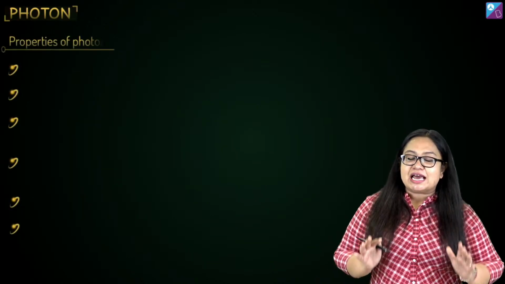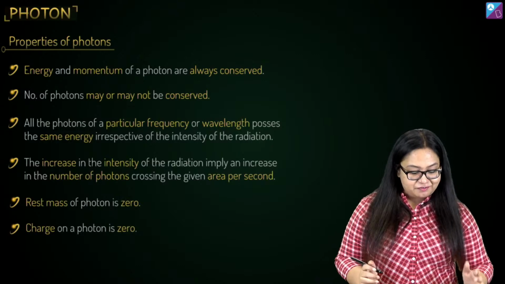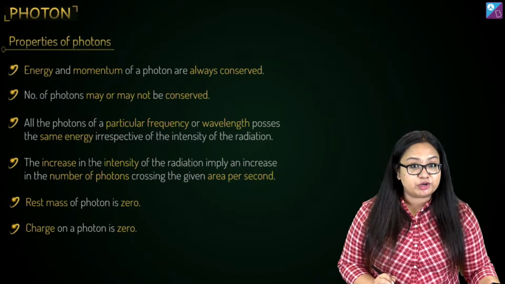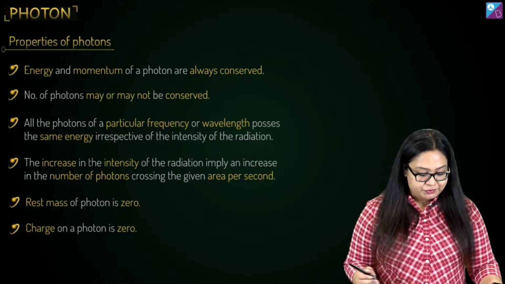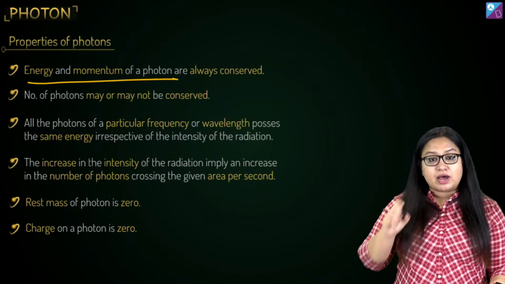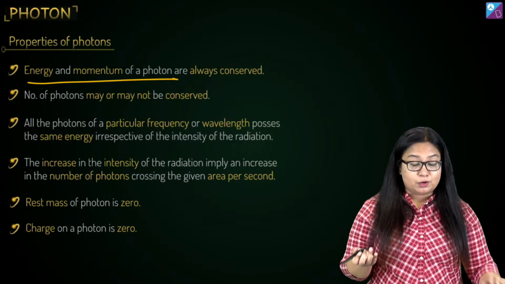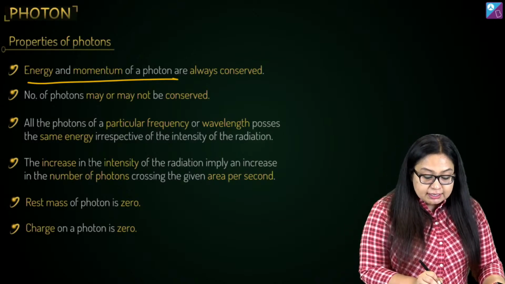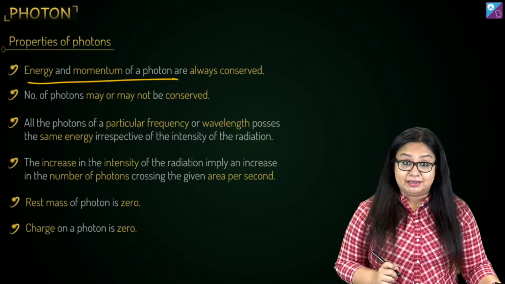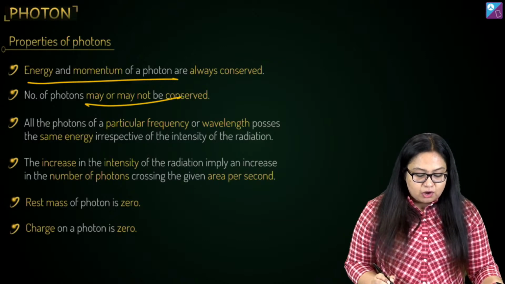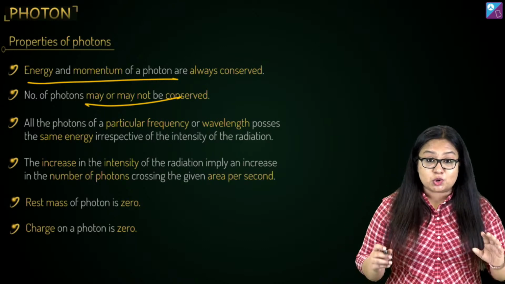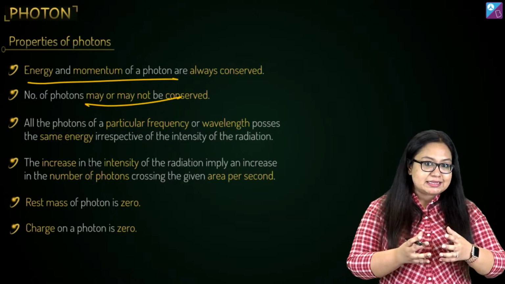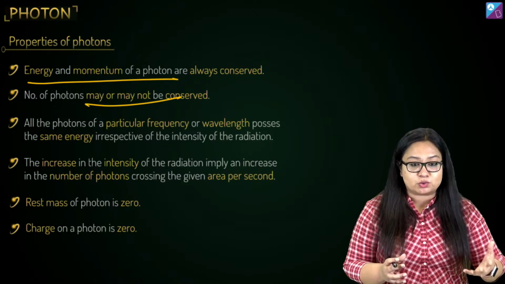Now that we have done this much analysis of photons, let's take another look at the properties. This is just a recap for you because we have covered this yesterday as well. So, energy and momentum of a photon are always conserved. You know this, right? Once a photon is released from the source, its energy is not going to change, its momentum is not going to change, as long as it is not changing its medium, right? Okay. Number of photons may or may not be conserved. So if you increase the intensity, the number of photons coming out of the light source increases. If you decrease the intensity, the number of photons coming out of the light source decreases.